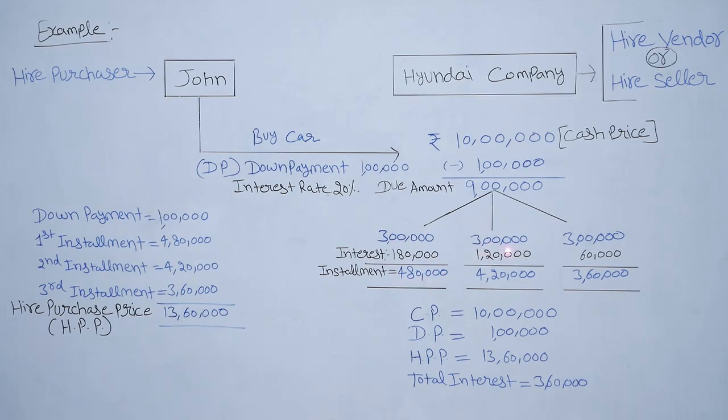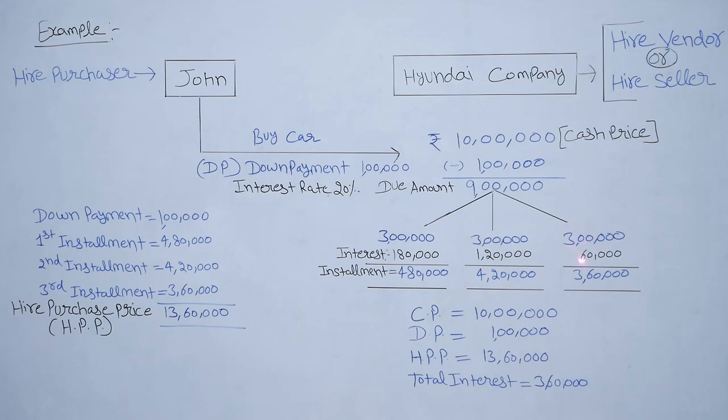Second installment, 3 lakh. Now in the second installment we will calculate 20% interest on 6 lakh rupees. Why 6 lakh? Because out of 9 lakh rupees, 3 lakh has been paid, so the balance is 6 lakh. 9 lakh rupees minus 3 lakh is equal to 6 lakh. Then 6 lakh into 20% is equal to 1 lakh 20,000. So the total installment is 3 lakh plus 1 lakh 20,000, which is equal to 4 lakh 20,000.